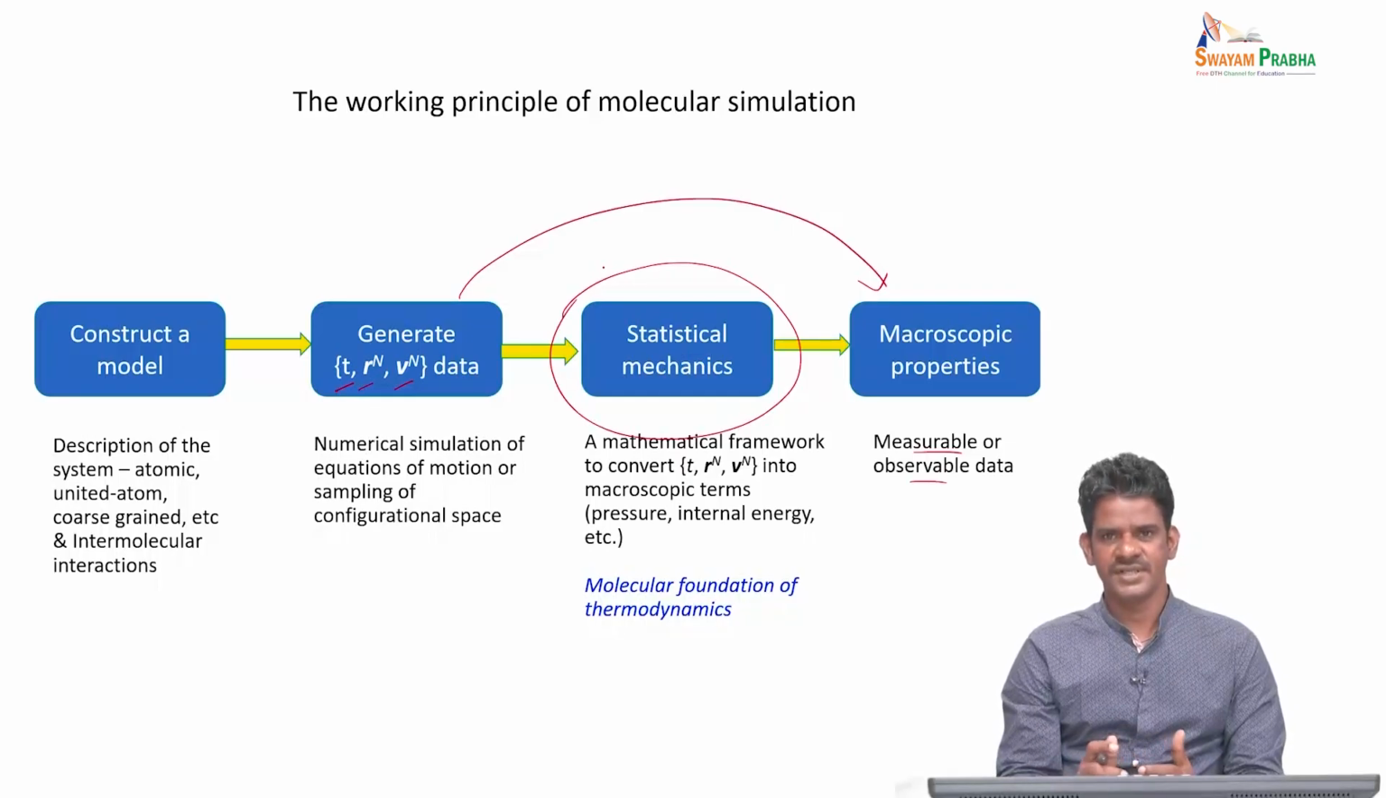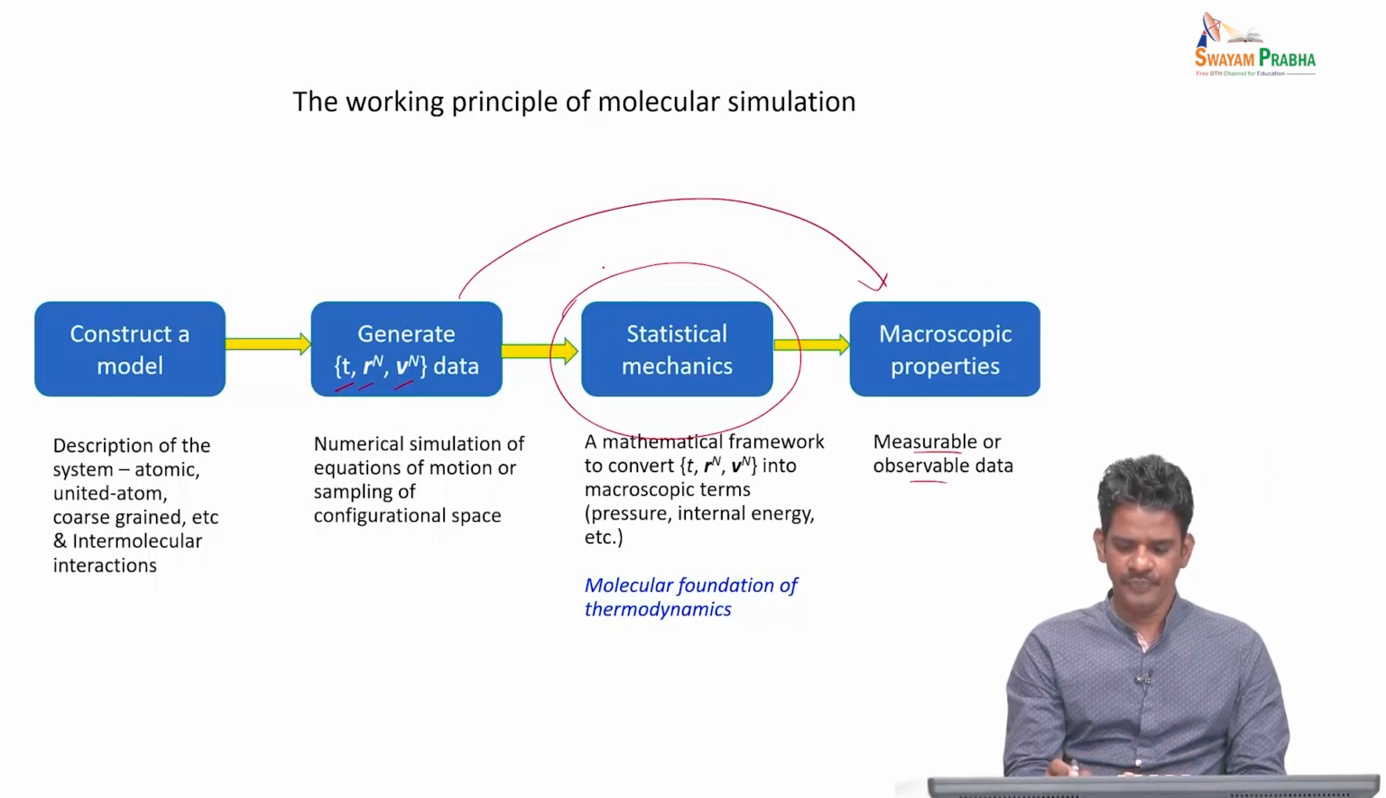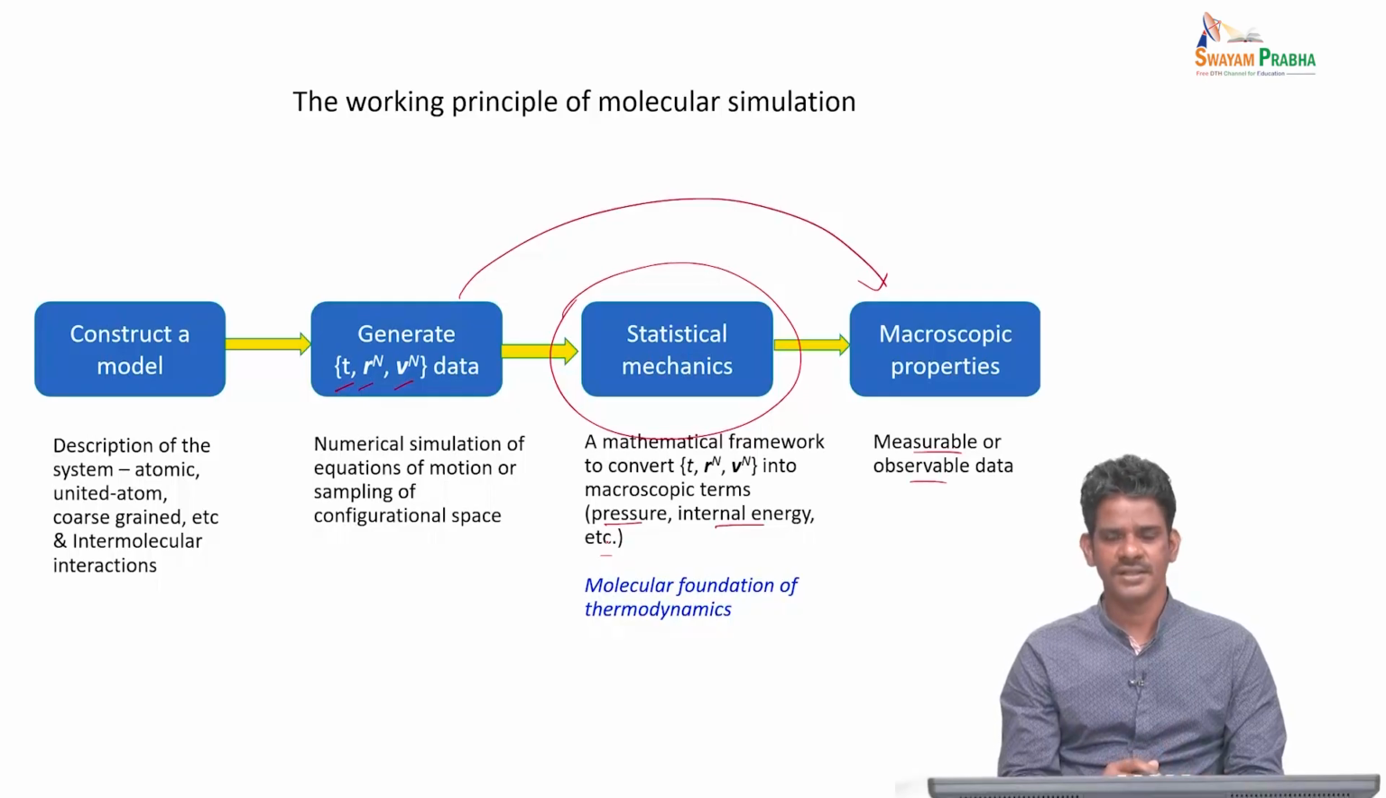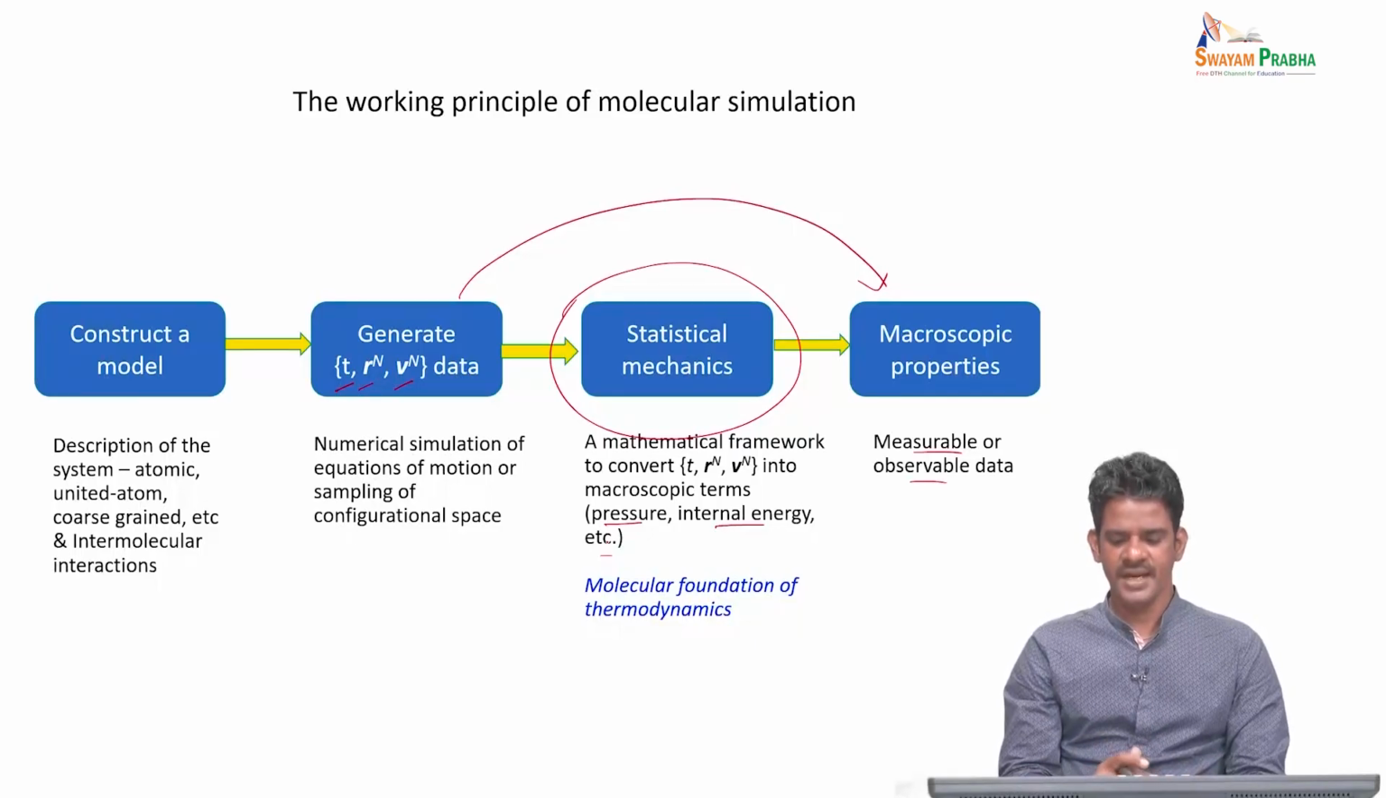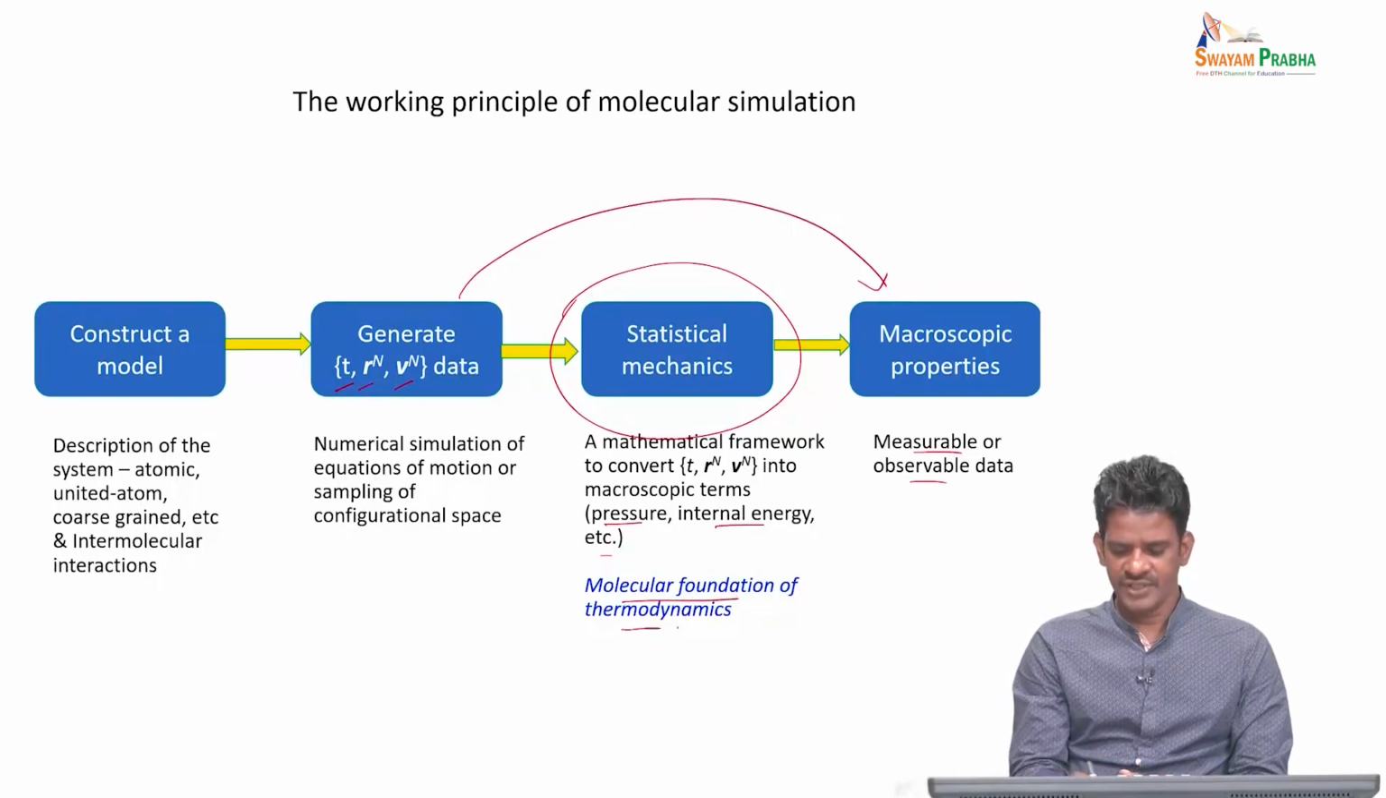You can think of statistical mechanics as a mathematical framework that takes the microscopic data as an input and gives macroscopic properties as an output. When I say macroscopic output, it could be pressure, internal energy, heat capacity, or any of the things that you can measure in experiments. Because of this, we think of statistical mechanics as a molecular foundation of thermodynamics.